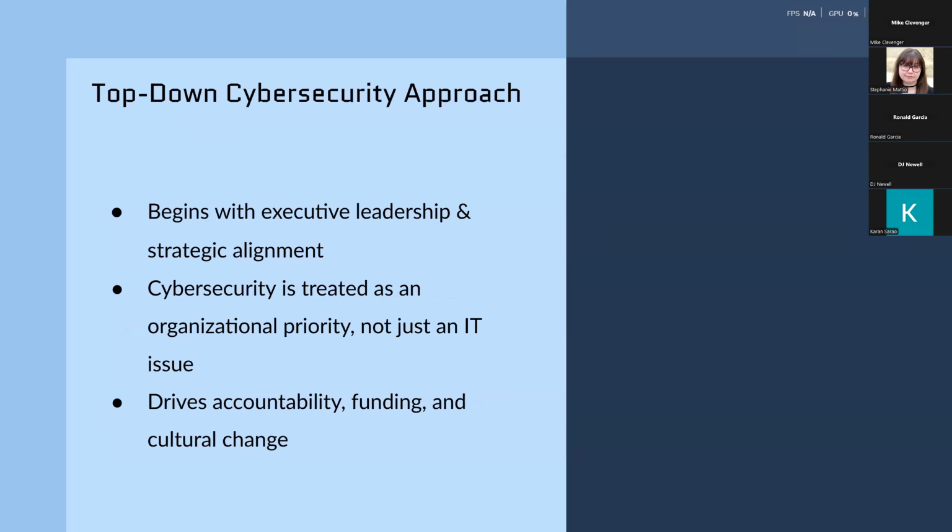A top-down security approach means that leadership, executives, board members, and senior management are directly involved in shaping the organization's security strategy. Rather than treating cybersecurity as just an IT function, this method treats it as a business-wide priority that supports the organization's mission and goals. When leadership is engaged, it sends a message throughout the company that security matters at every level. This involvement is also critical for allocating proper funding, establishing accountability, and influencing cultural change. Without executive support, cybersecurity programs often lack the authority or resources to be fully effective.